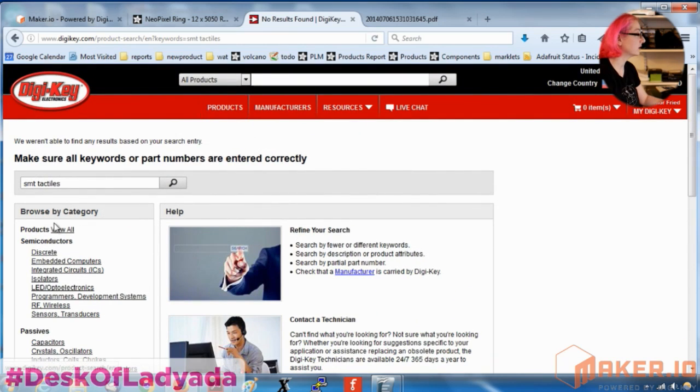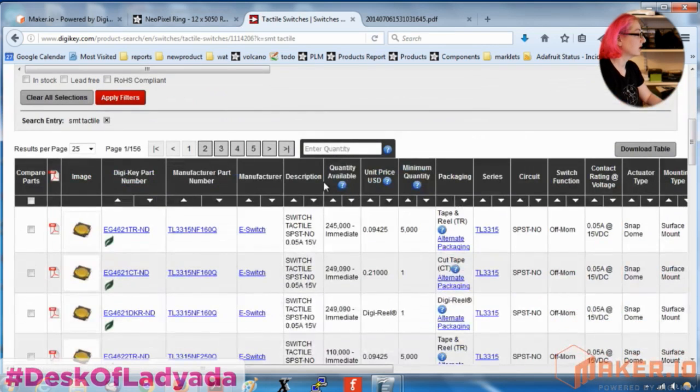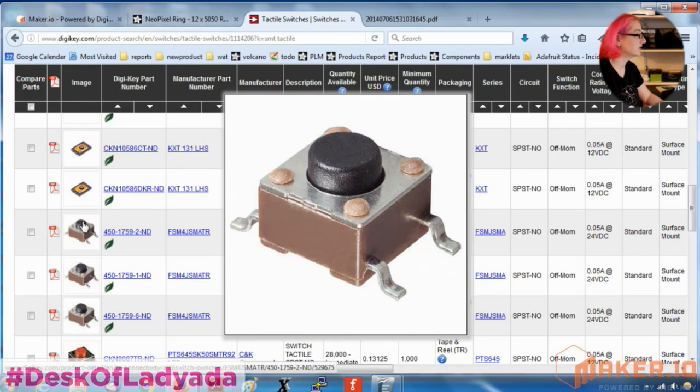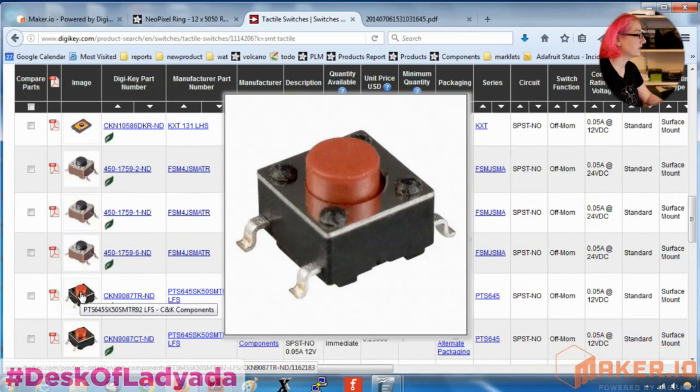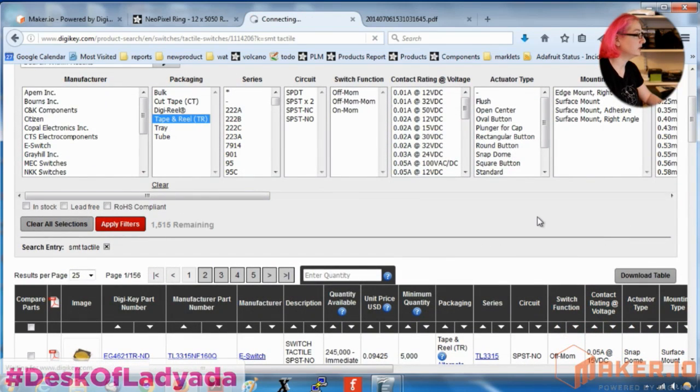Ooh, interesting. Oh, it doesn't do plurals. So, tactile switches. And you can get ones that don't have buttons. These are actually really common, just the through-hole style. Then there's little skinnier ones. I'll just get whatever I can get on tape and reel.